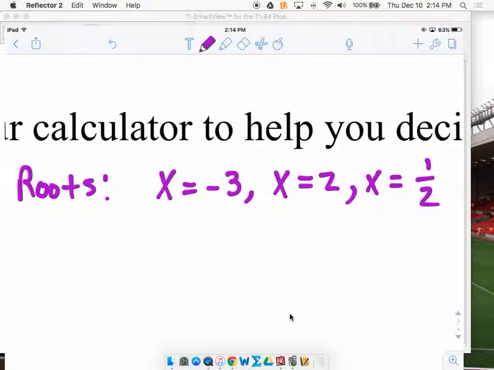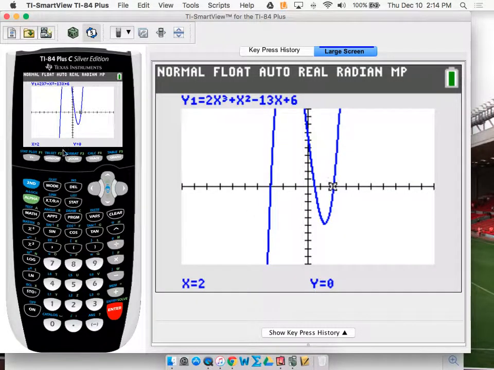How do you come up with the possibles or the answers? Yep, you just hit the trace button, and then you type in the number that you want. So it looks like I have an answer right there at 2, so I'm just going to type in 2, and then hit enter. So x equals 2, and it tells me that y is equal to 0. So 2 is a root. And then you would just repeat that for the other ones.